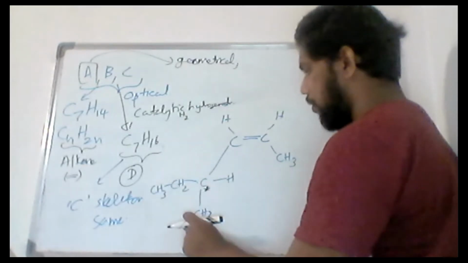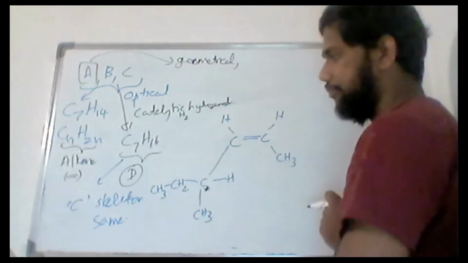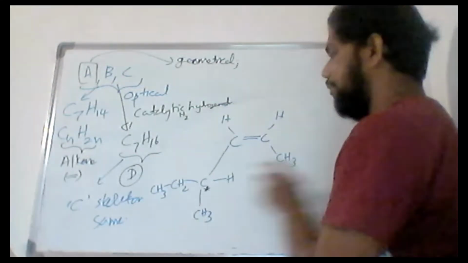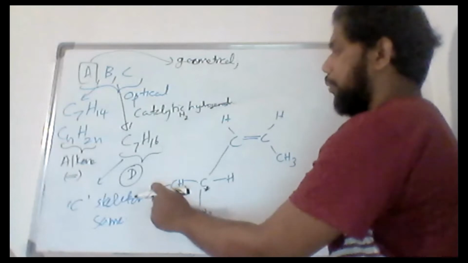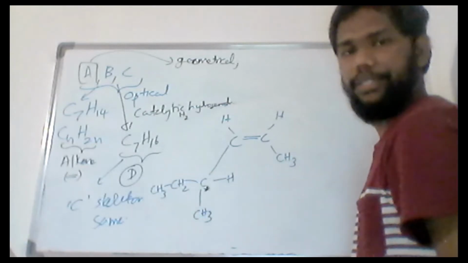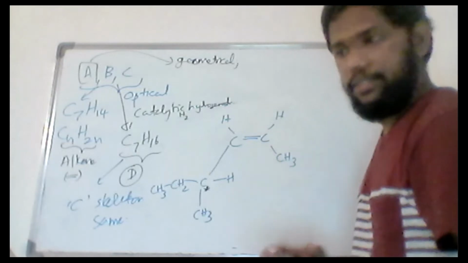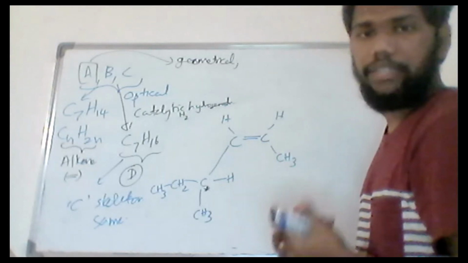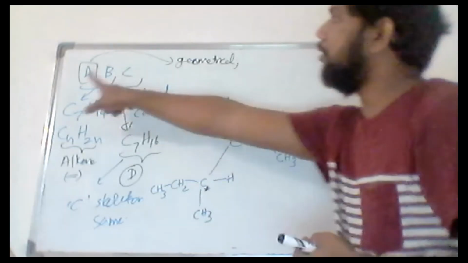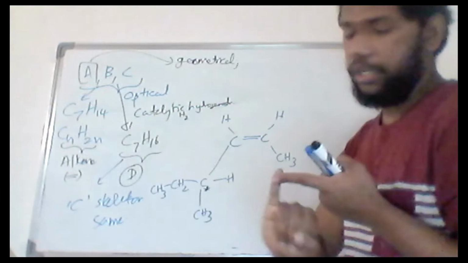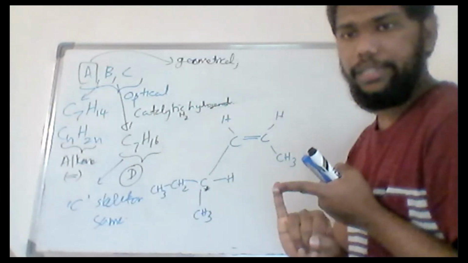1, 2, 3, 4, 5, 6, 7. 7 carbons. Hydrogens 1, 2, 5, 6, 9, 12, 14. So it's done. Okay. Try to understand the way that I started. I started from where? The compound that is C7H14. All compounds should have 1 double bond at least.